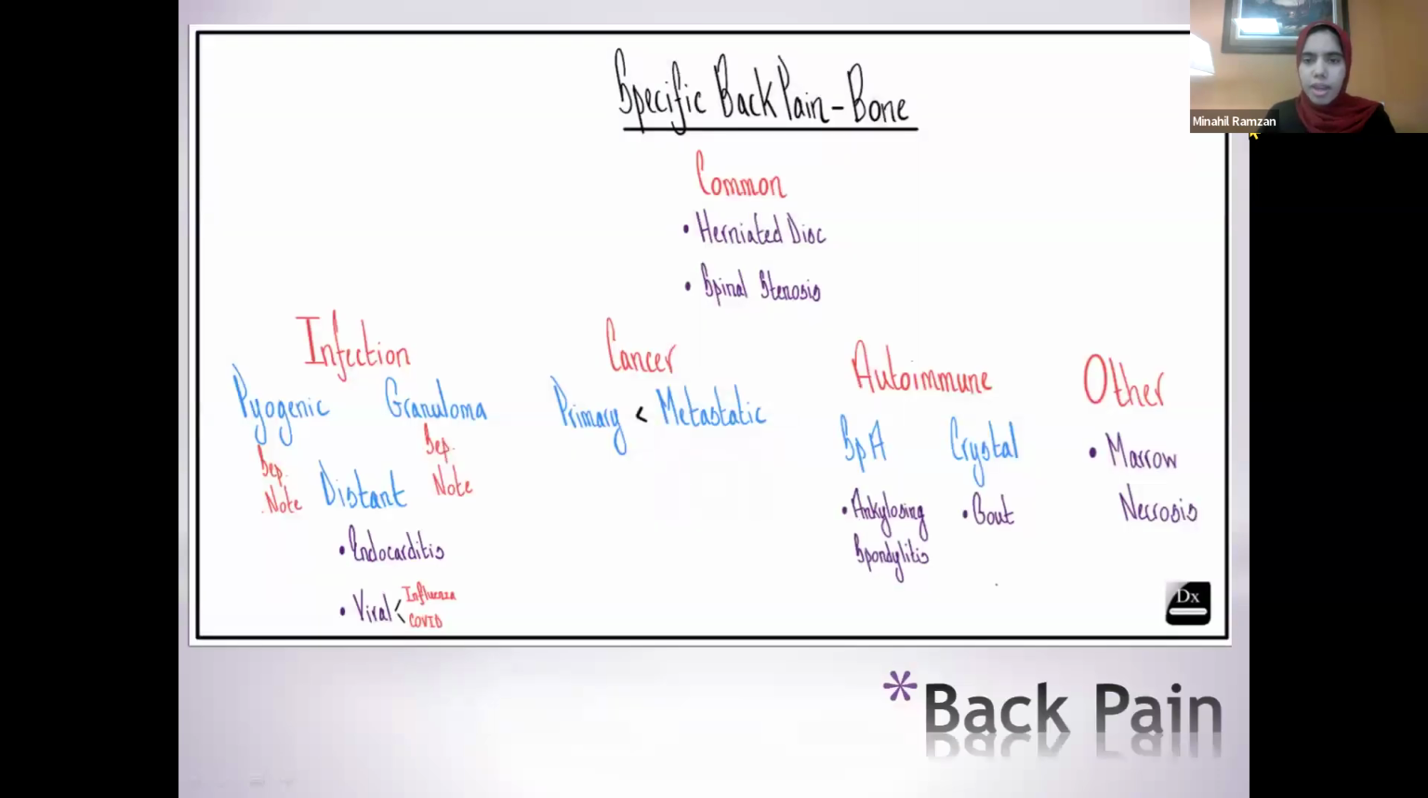So coming towards the back pain causes. The most common causes of back pain are herniated disc and spinal stenosis. Then it can be due to infections like pyogenic infections, granulomas, endocarditis, or viral. In cancer, metastatic bone cancers are most likely responsible for the back pain. Then we have autoimmune diseases that cause back pain. It includes ankylosing spondylitis, gout, and other than that, we have marrow necrosis.